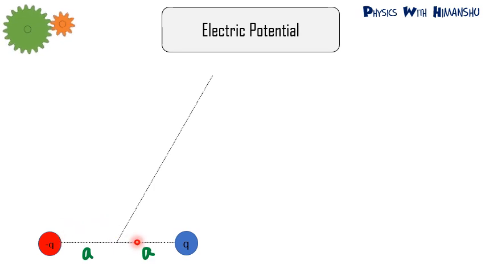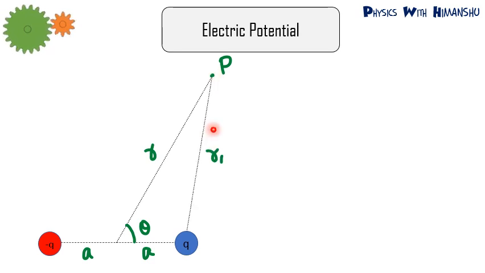So this is a and this is a, and I have to find the potential at a point P which is at a distance r from the center of the dipole. This is the center, and the point P is at a distance r from the center of the dipole. The angle between this r vector and the dipole moment is theta. So I have to find the total electric potential at point P.